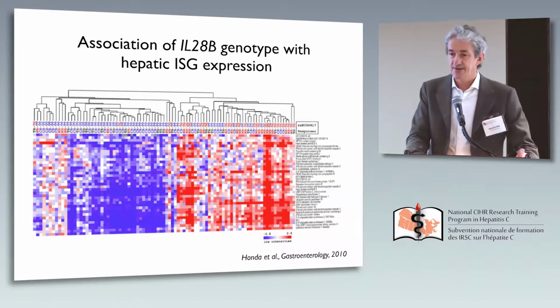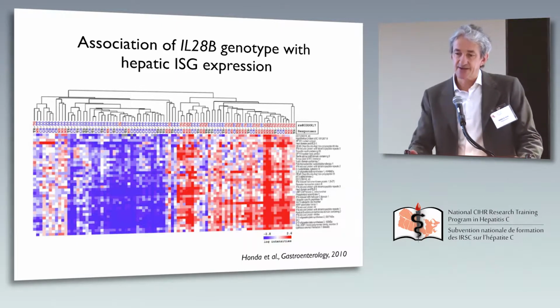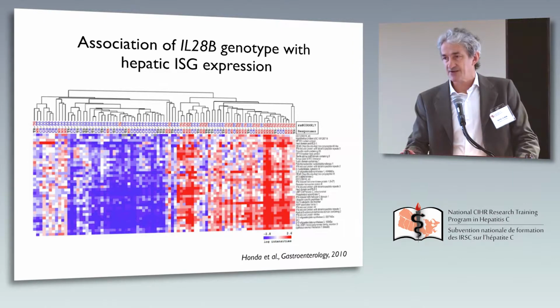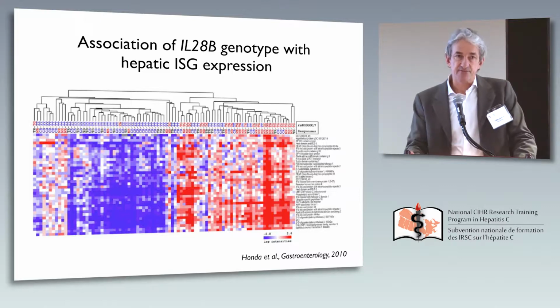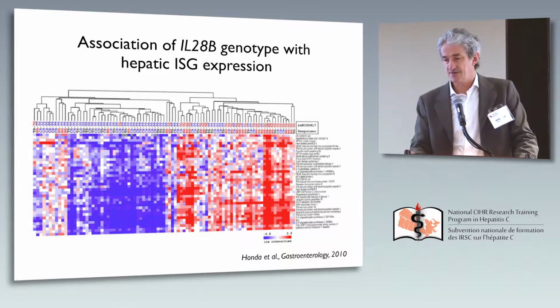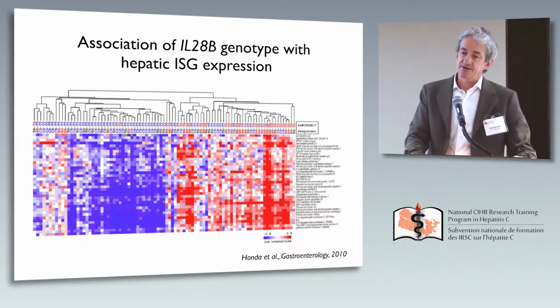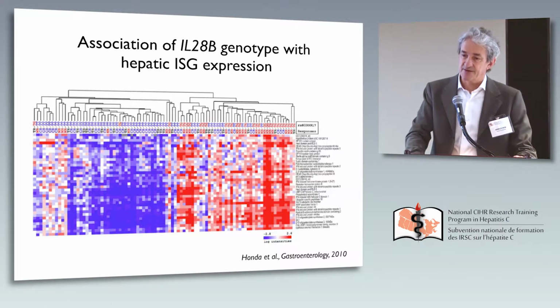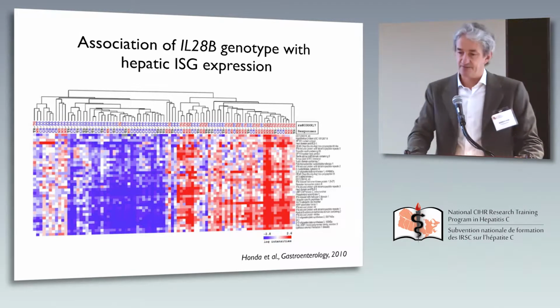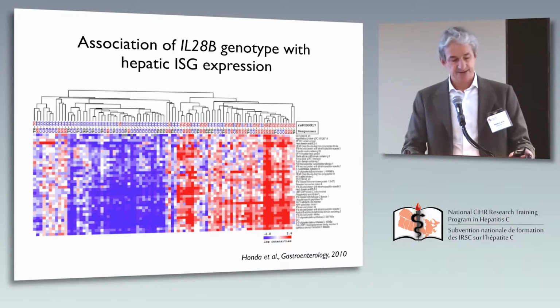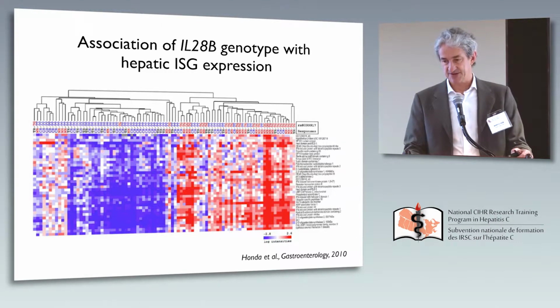An important clue comes from investigations that linked the genetic variations in the interleukin-28B locus, the interferon lambda 3 locus. These are identical locuses. With hepatic gene expression, and you don't have to read here all the details, but what you can see is that in patients that have an IL-28B T allele, we have a strong expression of interferon-stimulated genes, and in patients that are homozygous for the C allele, we have no expression of these genes.